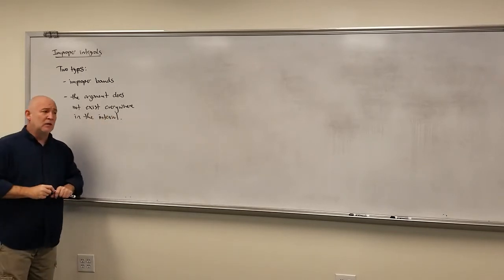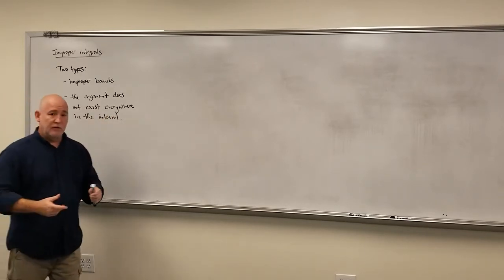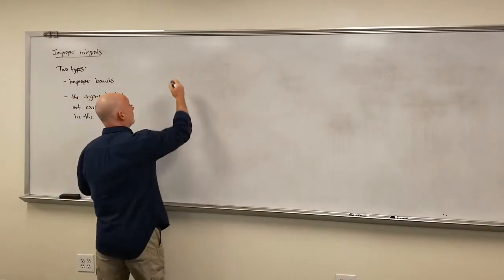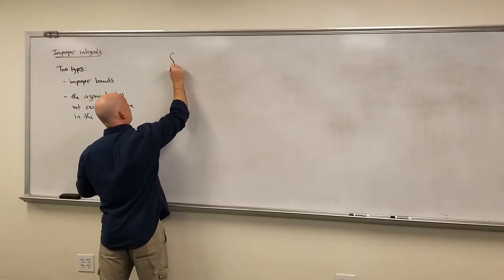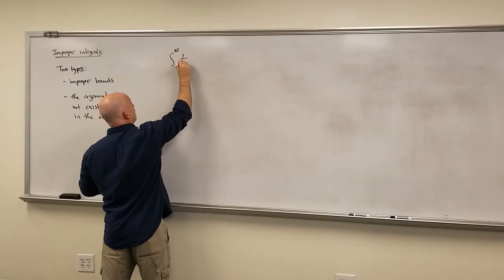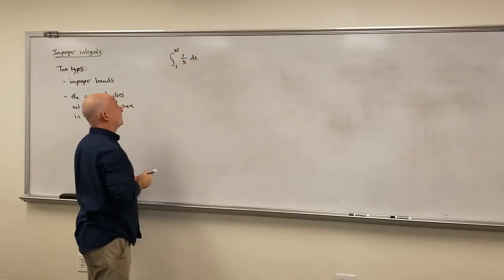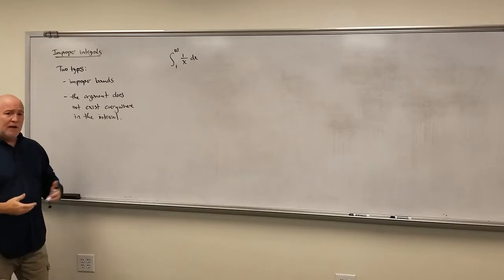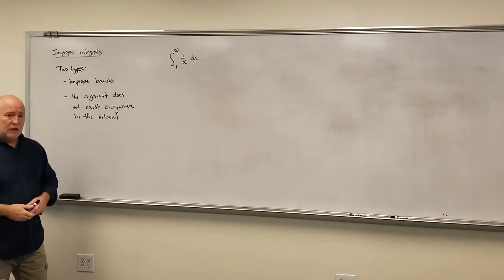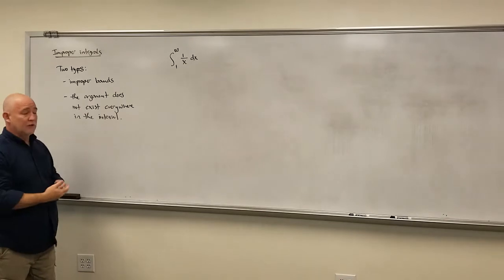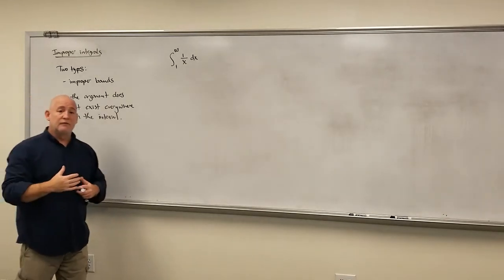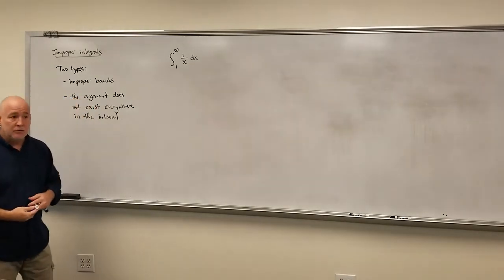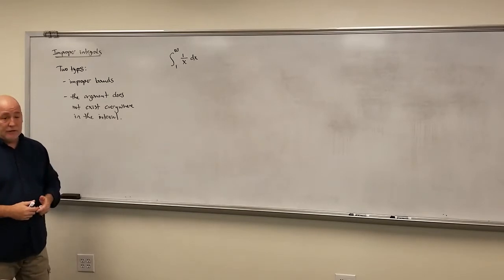How do you have improper bounds? Let's start out with a very, very simple question. What if I said, what's the integral from 1 to infinity of 1 over x dx? So a very simple integral. But my bound is at infinity. How do you plug in an infinity there? So the idea is, since infinity is not an exact value, that means that bound is improper.